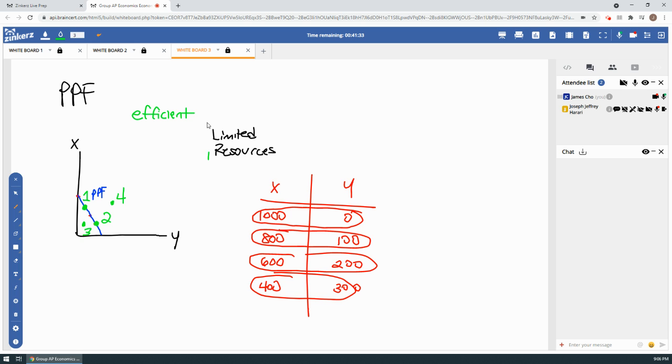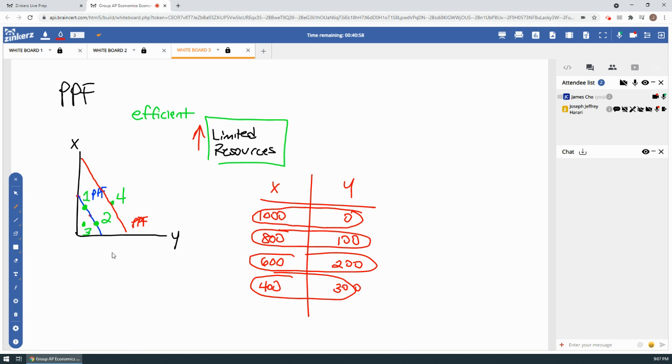And it all has to do with this idea. The only reason why we're not able to produce as much as we want to is we don't have enough resources, or in this case, our resources are limited. But somehow, if you're able to increase your limited resources, that means your PPF curve is going to be higher than it was before. You're going to be able to produce more. Okay, so you're going to still be limited, but you're going to be limited at a higher amount of X's and Y's.